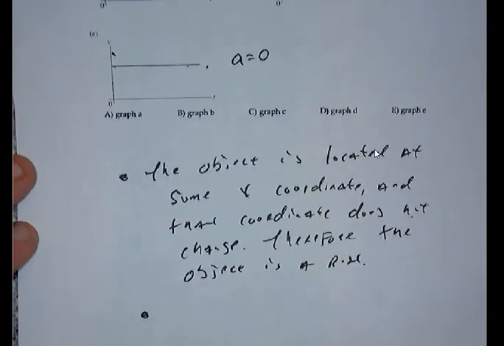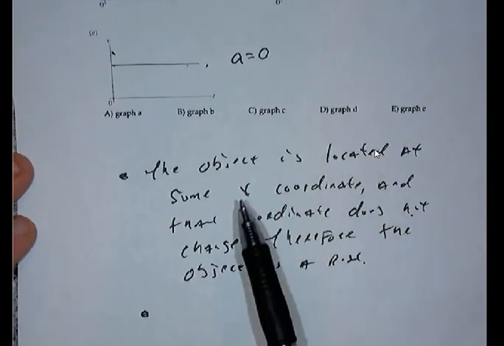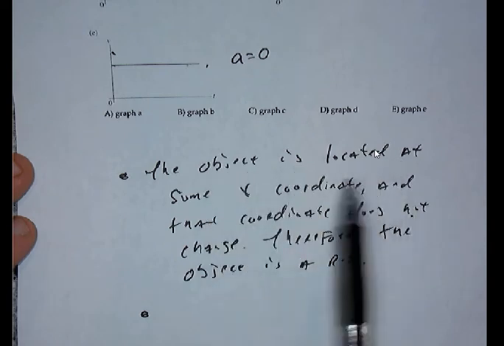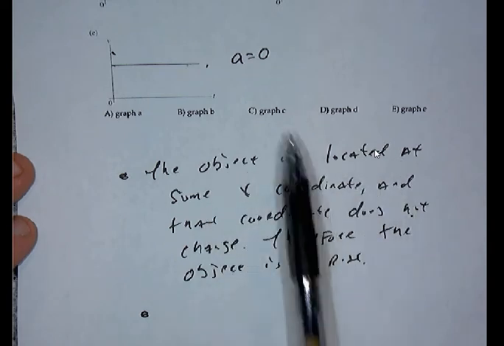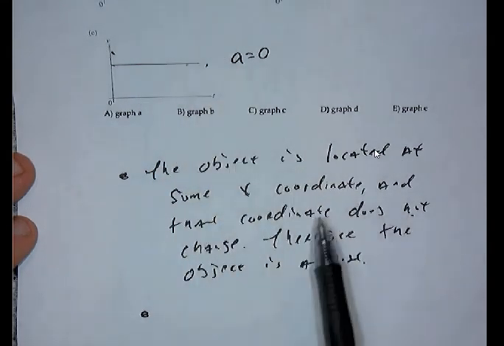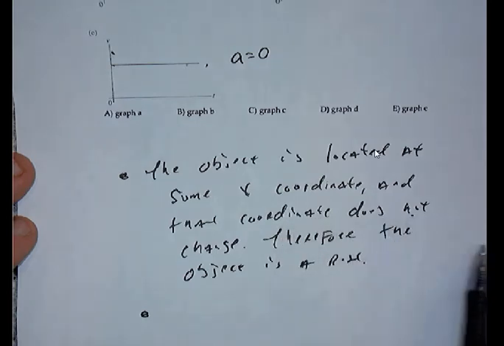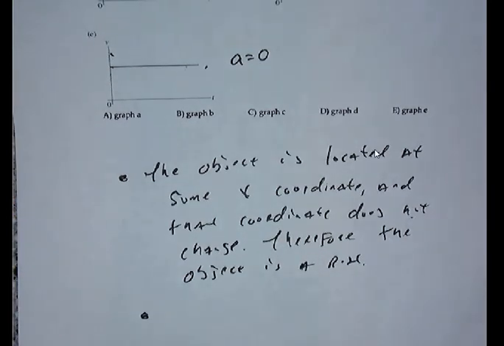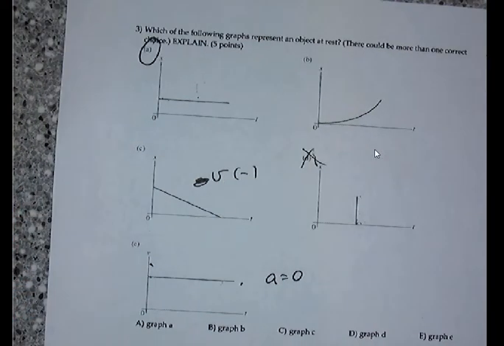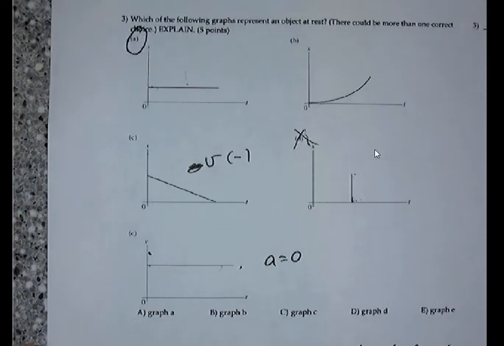As far as explaining goes, there are several ways of doing it. I put here the object is located at some x-coordinate for the first choice, and that coordinate does not change, therefore the object is at rest. That's fine. You could also say the slope of this graph is 0. That means the velocity is 0. The object's at rest. So, a few different ways of explaining it.